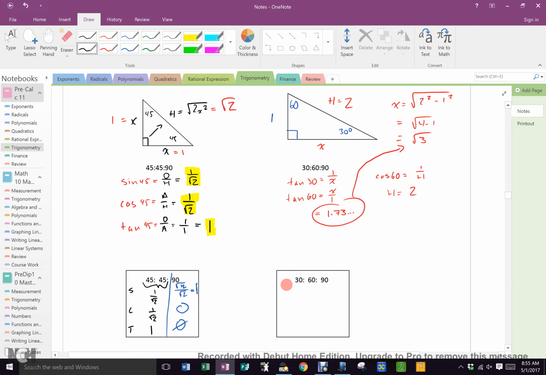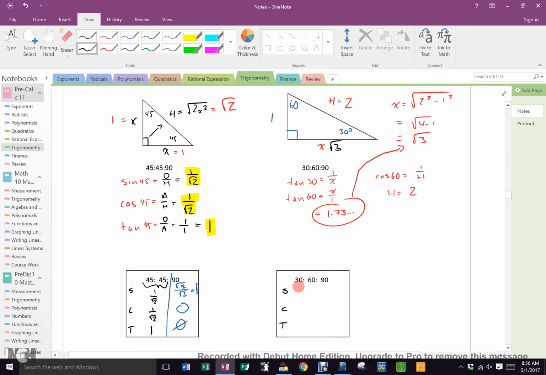That tells me that in every 30, 60, 90 triangle, if I have a 1, a 2, and a root 3, I know my sine, cos, and tan. What do we know about every other 30, 60, 90 triangle? That it's similar to that, yes? So if this side is 10, what's this side? 10 root 3. What's this side? 20. If this side is 5, what's this? 5 root 3. What's this? 10. Got it?